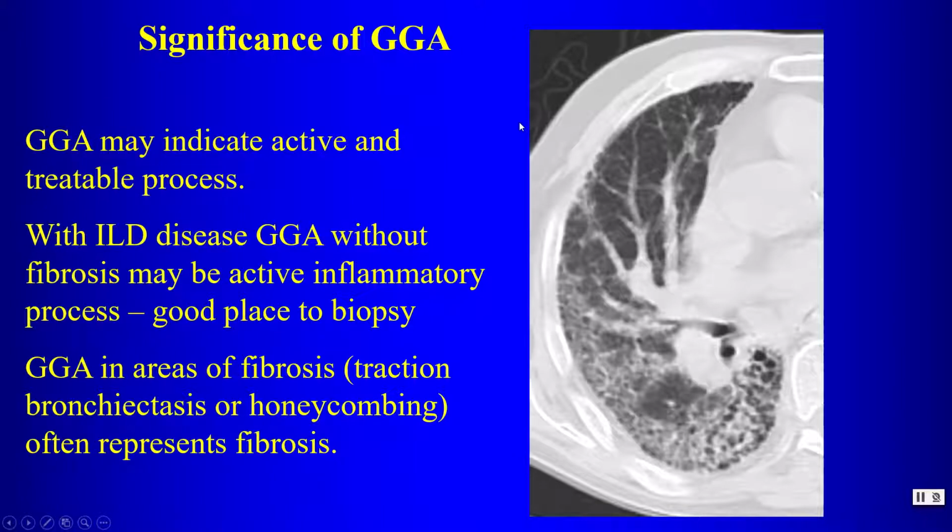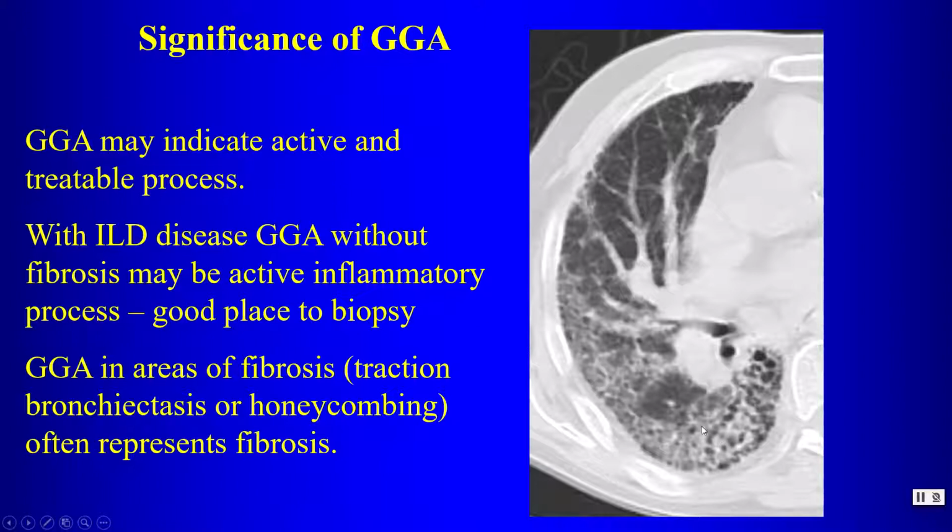The significance of ground glass opacity is that when it indicates disease, it might indicate an active and treatable process. So with interstitial lung disease like pulmonary fibrosis, if we see ground glass opacity away from areas of pulmonary fibrosis, then it might indicate an active inflammatory process. So you would want to direct lung biopsy towards those areas.